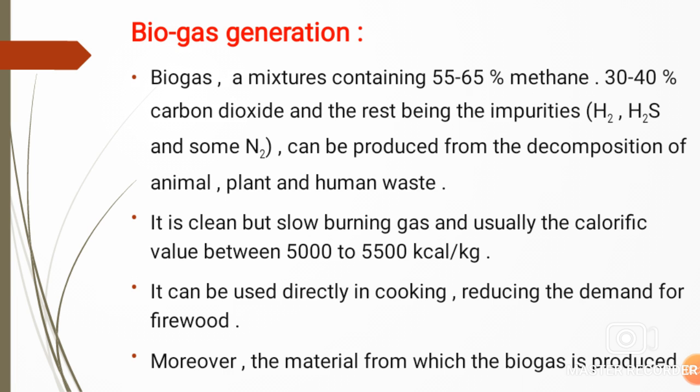We already mentioned that the raw material or biomass used for the production of bioenergy is animal, plant and human waste, and after decomposition of these materials we get the biogas. The content of the biogas is 55 to 65% methane, that is the maximum amount present in the biogas. Second is 30 to 40% carbon dioxide, that is CO2, and the rest is impurities such as hydrogen, hydrogen sulfide and nitrogen.